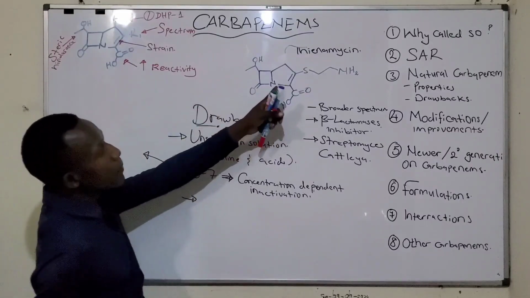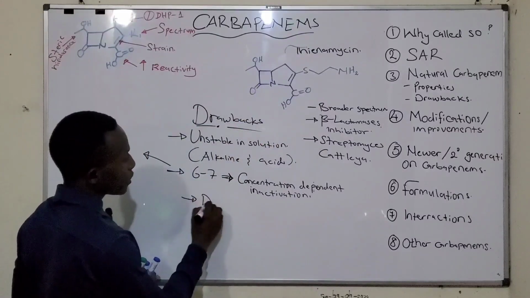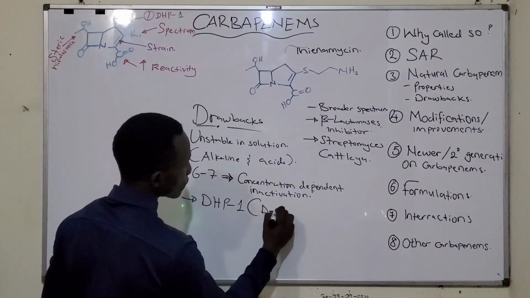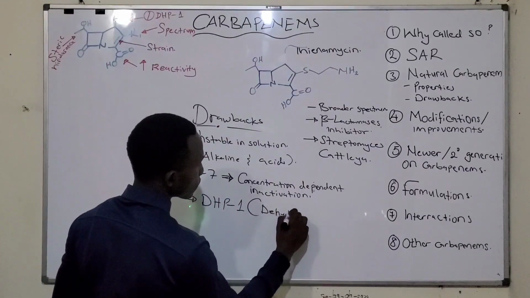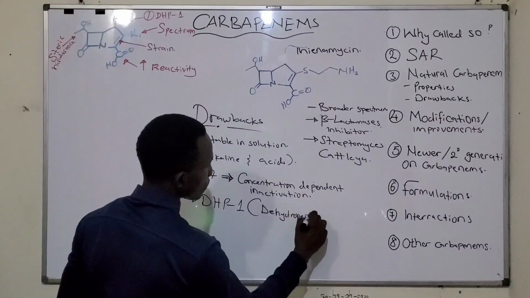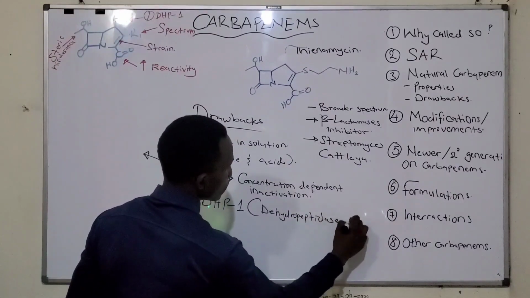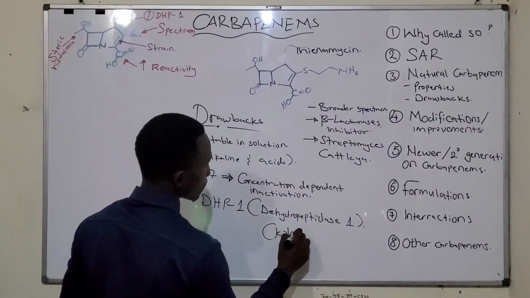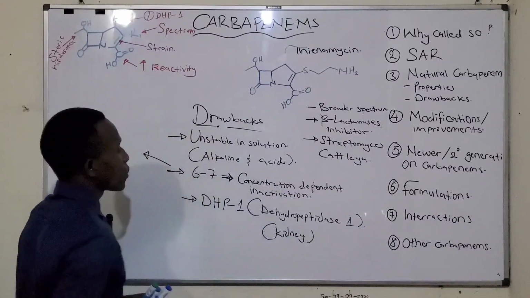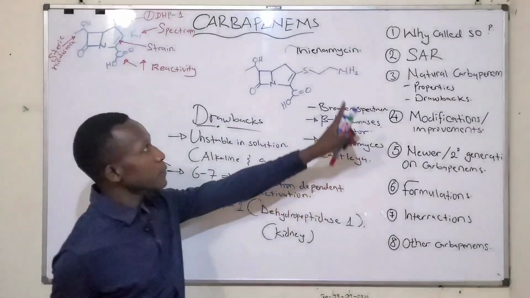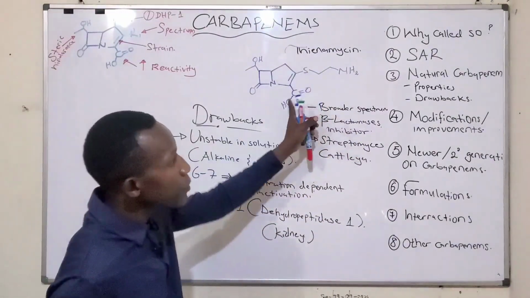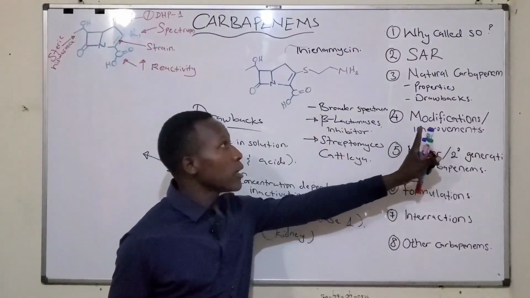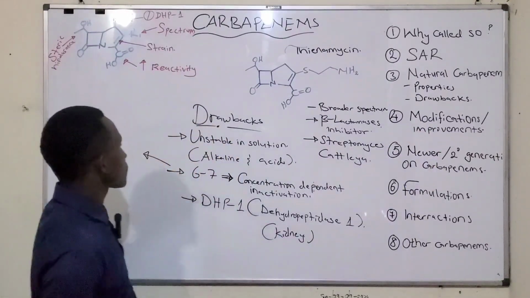Also, this carbapenem is destroyed by DHP-1, dehydropeptidase 1. This enzyme is found in the kidney. So those are some of the drawbacks for thienamycin. So they had to improve it or modify its structure such that we can get other carbapenems.